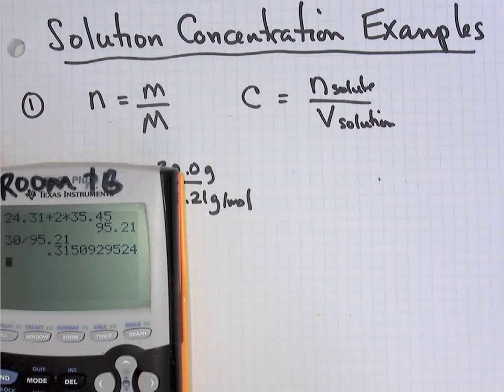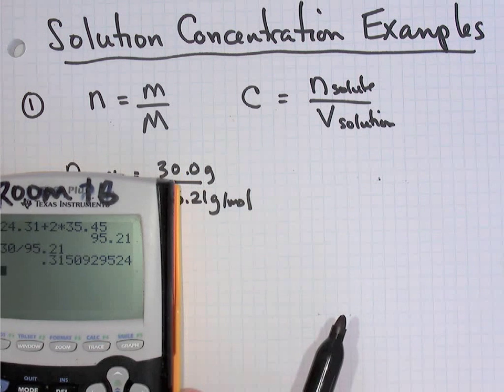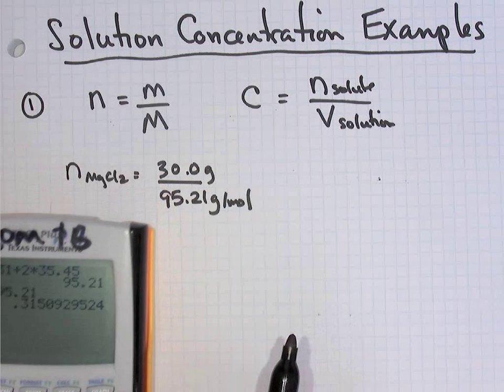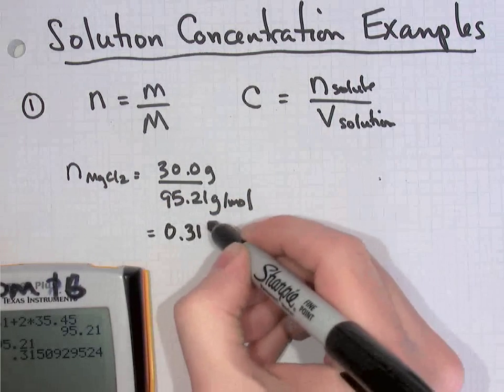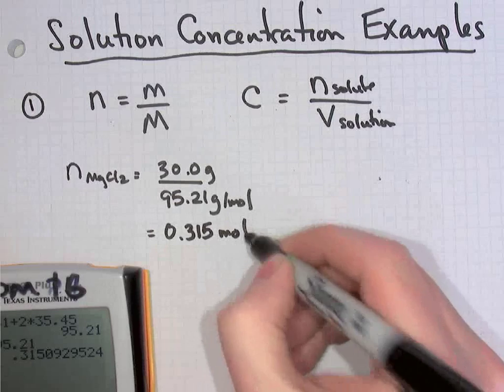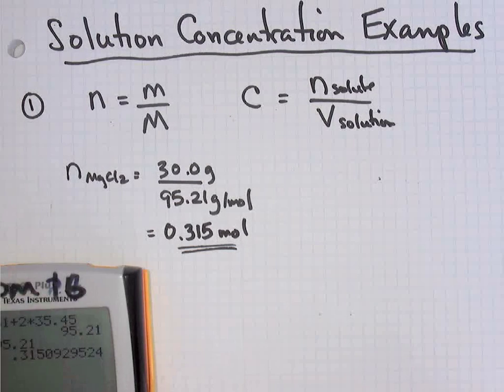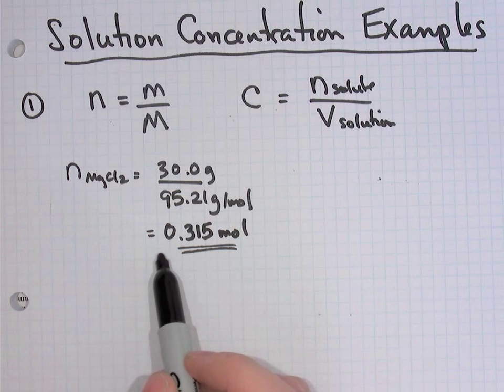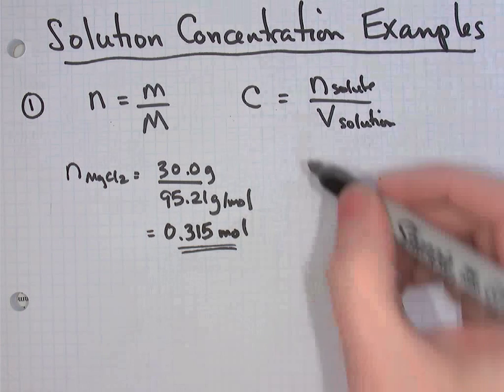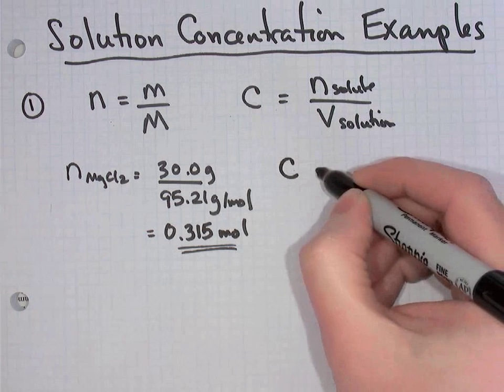So my calculator says 0.31509, etc. With 3 digits, I'm going to keep just the 3, 1, and 5. So there's 0.315 moles of magnesium chloride. Remember that zeros at the beginning of a number like this are not considered significant. Now we can calculate the concentration.